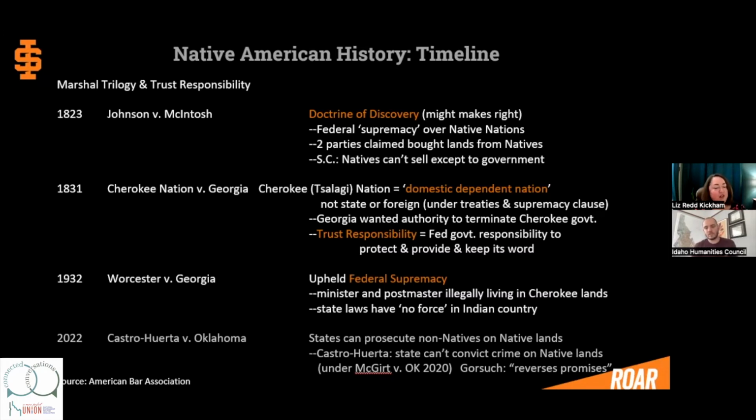And this was challenged under McGirt v. Oklahoma in 2020. And the federal supremacy clause was upheld there. But in Castro Huerta v. Oklahoma, this seems to be being retrenched a little bit because it seems to reverse this idea of federal supremacy, because it establishes that states can prosecute non-natives on native lands.